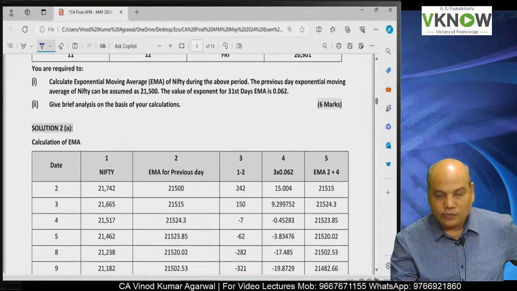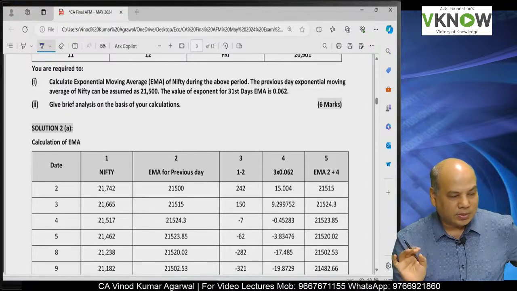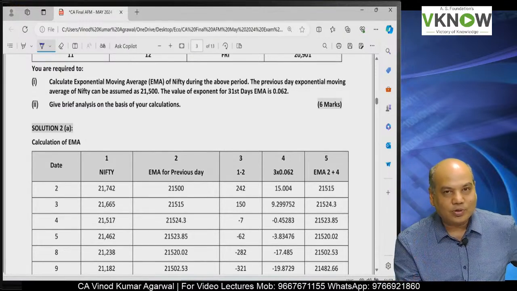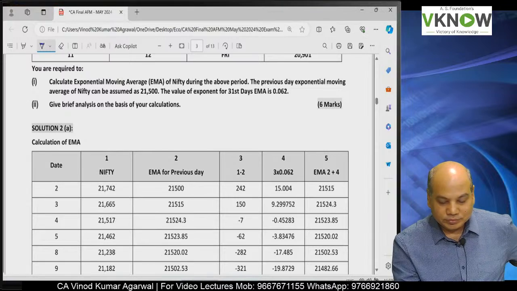And those who appeared for the exam, you please check your answer with my answer and you can easily calculate how much you are going to score.